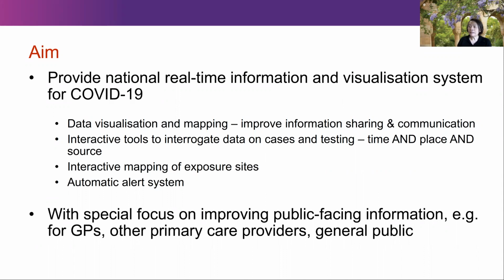The three key things in epidemiology are time, place, and person. So to be able to interrogate data and ask specific questions about when and where and who all together, not just one by one, is quite important. And interactive mapping of exposure sites. We all know about these sites that are advertised on the media and in health department websites telling us where infected people have been and what we need to do if we've been there. And also to develop an automatic alert system of some of these types of information.